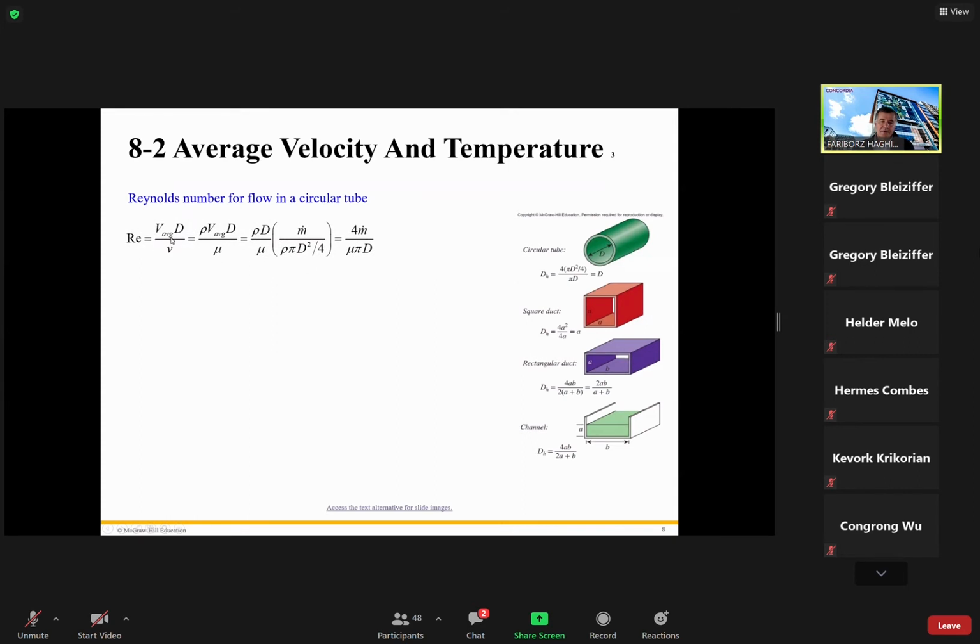In the Reynolds number, we use the average velocity, not the maximum velocity, not the minimum velocity, the average velocity. We can easily change it to mass flow rate by multiplying top and bottom by the area, and therefore you can use this equation in problems where, rather than the velocity, they give you the mass flow rate. Therefore you can use this equation to calculate the Reynolds number. But also in case we have a square duct.